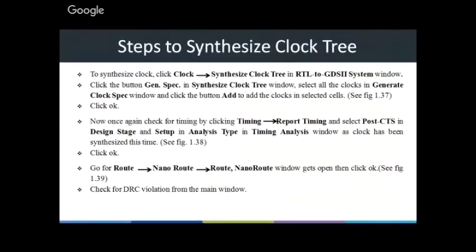Then after that, we synthesize clock tree. To synthesize clock tree, we go for this synthesize clock tree option in the RTL to GDS II system window. We will click the button generate clock specification in synthesize clock tree and select all the clocks. We will select only the clocks in the generate clock specification window and click the button add to add the clocks in selected cells. Now your clock tree synthesis has been done.